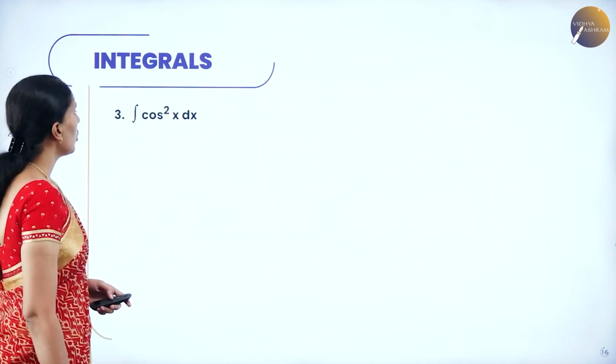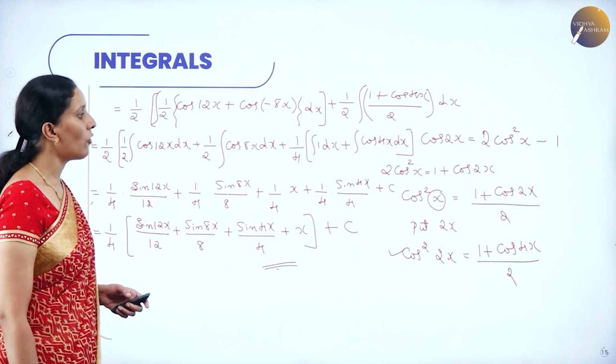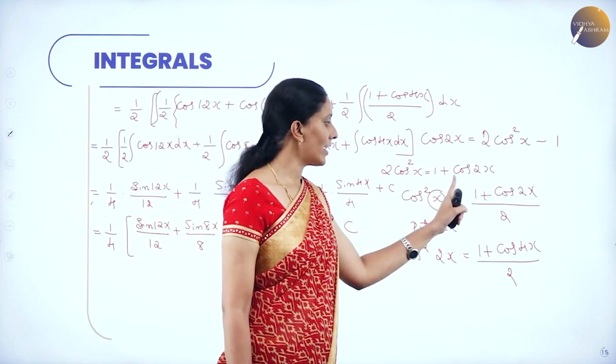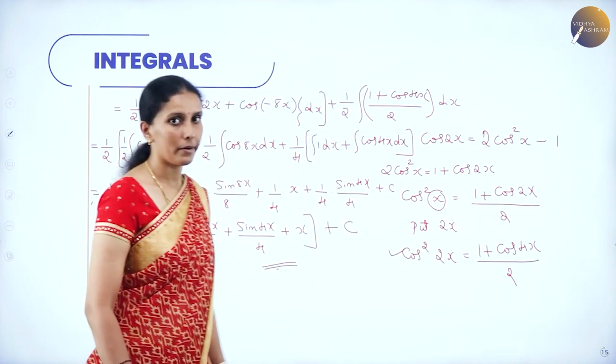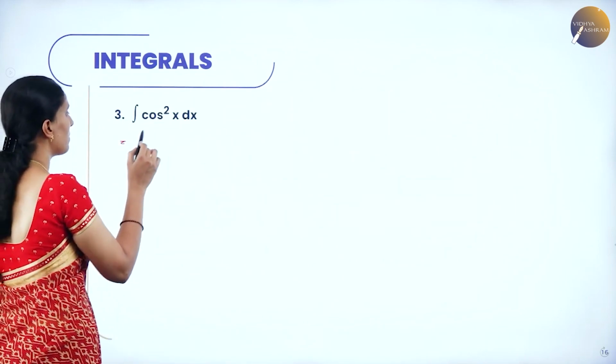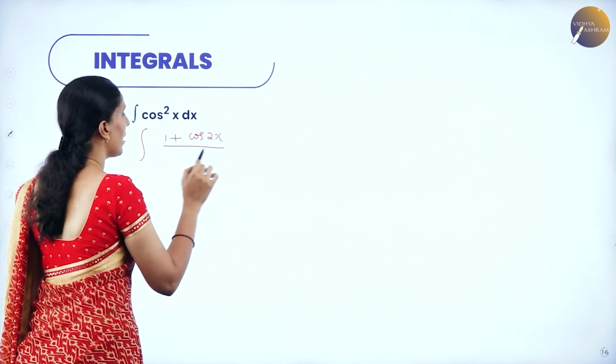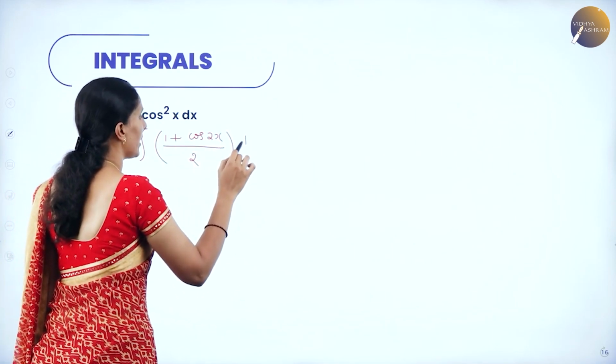Next one, integral of cos square x dx. So I have already told you in the previous problem, that is cos square x can be written as 1 plus cos 2x divided by 2. So here I'll just replace it by 1 plus cos 2x divided by 2 into dx.